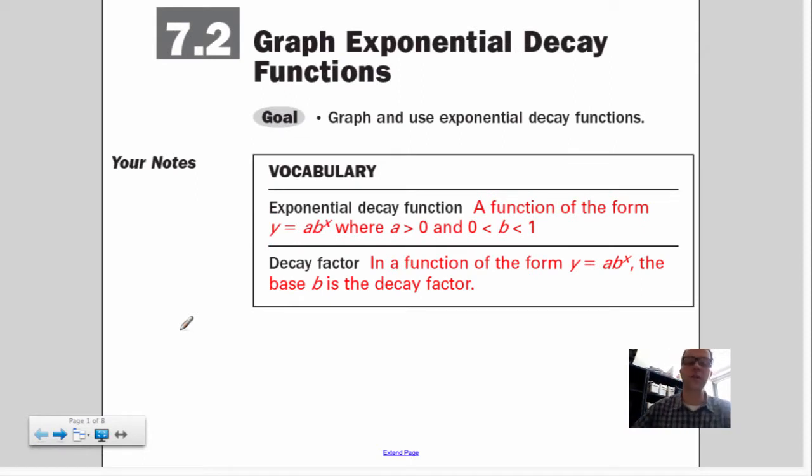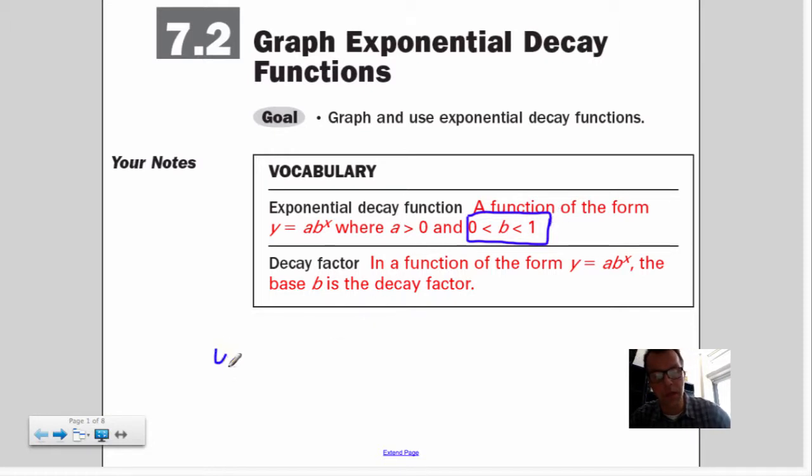This is section 7.2. We are graphing exponential decay functions. So very similar to section 7.1, which we just spent the last 2 days on. But we are switching gears from exponential growth to decay. So emphasis on the word decay here. We're still looking at an exponential function in the form y is equal to a times b raised to the x. And now here, this is what you really need to appreciate, is for exponential decay that the growth factor, and now we actually call it the decay factor, is a number less than 1 greater than 0.